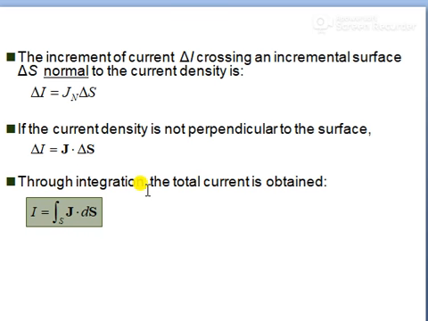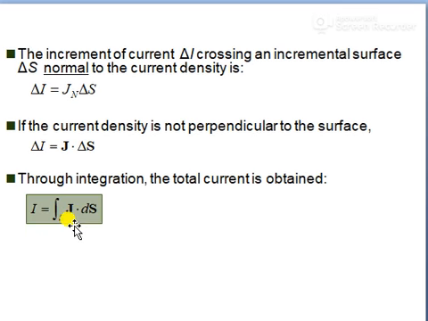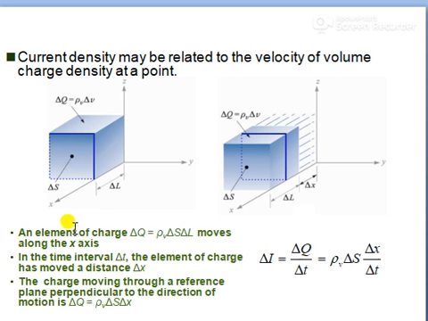Now by integration, the total current obtained is I, integrating over the surface, I is equal to the integral over surface S of J dot ds. So this is the equation we get when we develop a relationship between I and J in terms of the dot product, right?